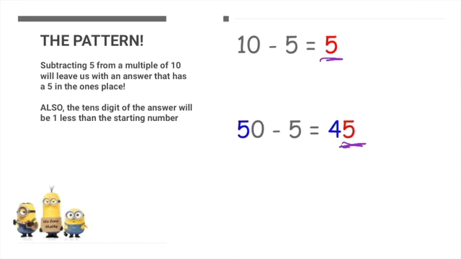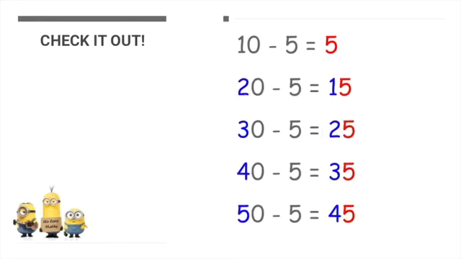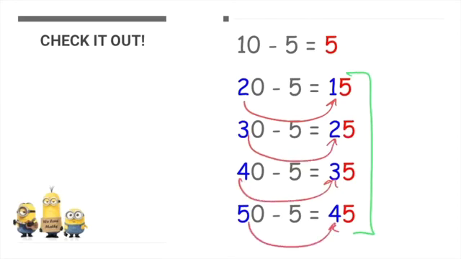Also, the tens digit of the answer will be 1 less than the tens digit in the starting number. I know you guys remember this. We learned this towards the beginning of the year, but this pattern is so important to our mathematical reasoning. Check it out. All of these answers have 5 in the ones place, and the tens digit is always 1 less than the starting number. That's the pattern.